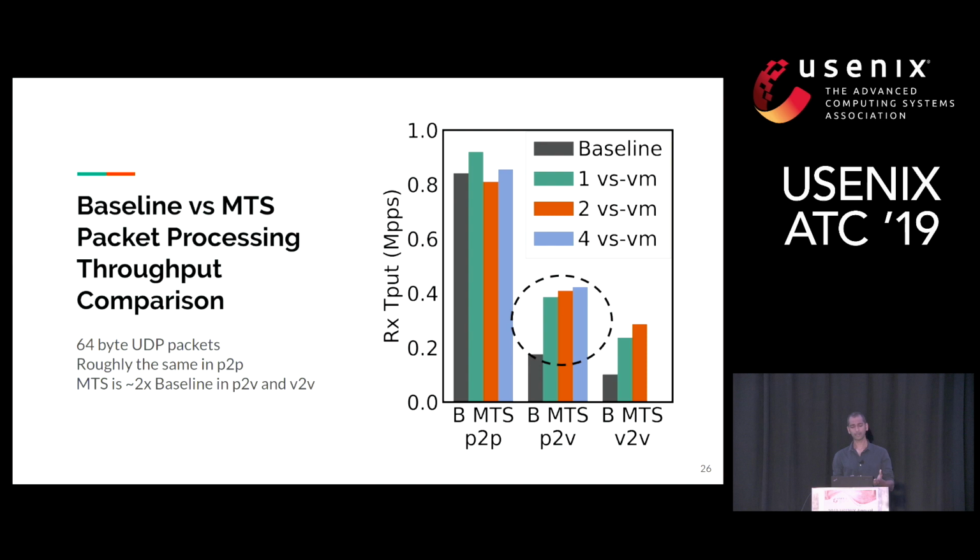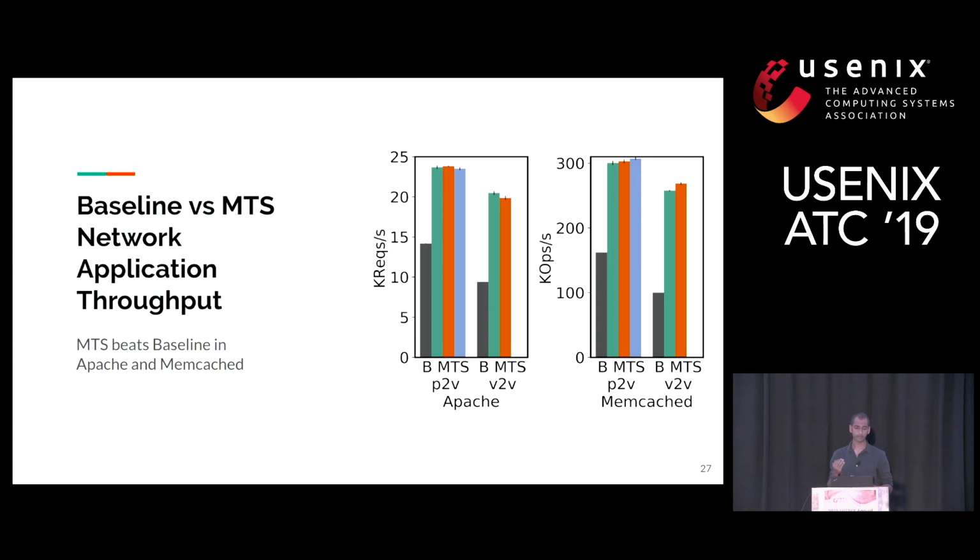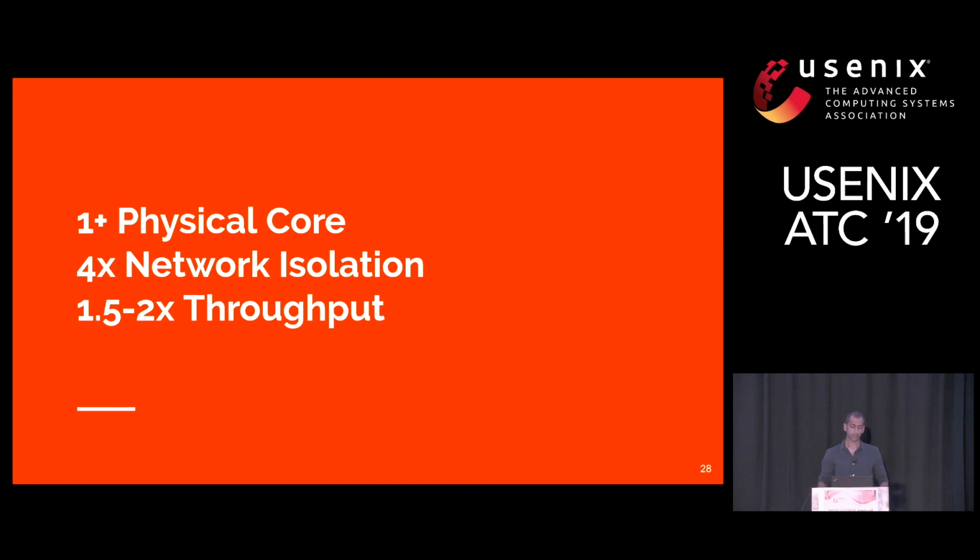This is just packet processing, but when we look at network applications as well, we see something similar. Again, we don't have a 2x increase, but about 1.5 to 2, and we can see that again with Apache and Memcached. The key takeaway, like I mentioned, is that for an extra physical core, we could get up to 4 times network isolation and about a 1.5 to 2x increase in throughput.